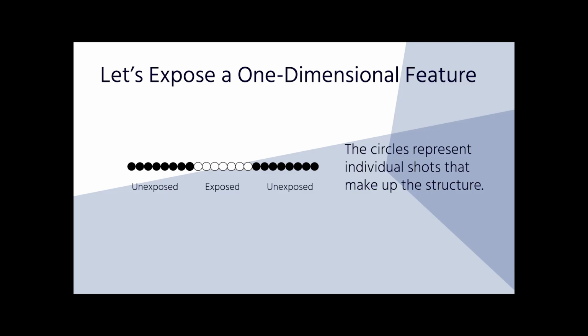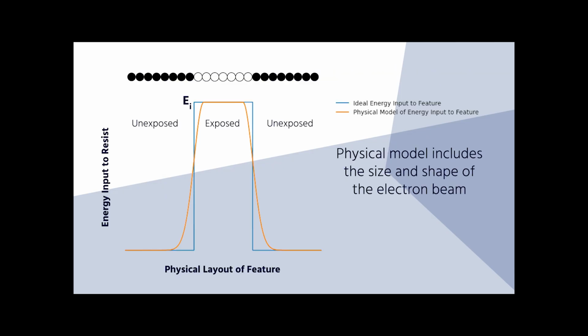Let's consider exposing just a simple one-dimensional feature. In this example, circles represent pixels that make up the feature. Black circles represent the beam being blanked and no exposure is occurring. White circles represent that the beam is on. If we think of this now in terms of energy input, we have zero energy input in the unexposed regions, and then some energy EI in the exposed regions.